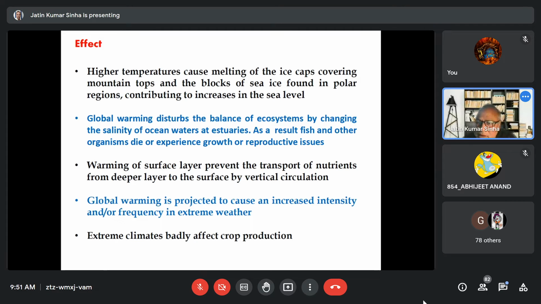So these are global issues. It is not only happening in India, it is happening in other parts of the world. Due to this air pollution we are having these kinds of problems. Besides these global problems due to air pollution, we may also have different types of local problems.